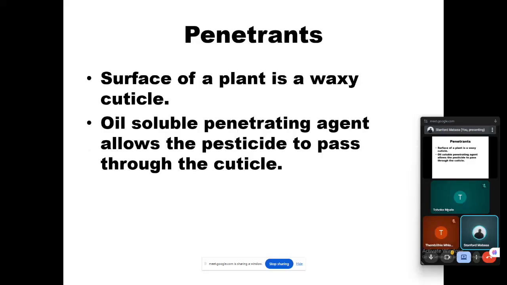We also have something called penetrants. The surface of a plant is a waxy cuticle. It can prevent the pesticide from entering the plant. So you need an oil-soluble penetrating agent, which allows the pesticide to pass through the cuticle.